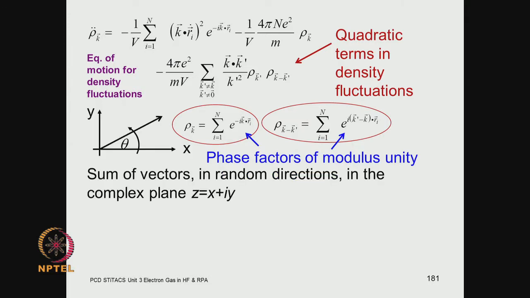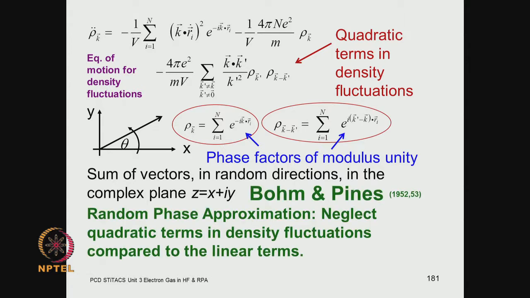And you can think of it also as a summation of vectors in a complex plane, where these vectors are in random directions, okay, because a random theta will correspond to a random direction in the two-dimensional vector space. So, what the Bohm-Pines model uses, they propose that the quadratic terms which are here can be neglected in comparison to the linear terms. So, the linear term is here, linear in the Fourier component rho k, and these are quadratic terms.